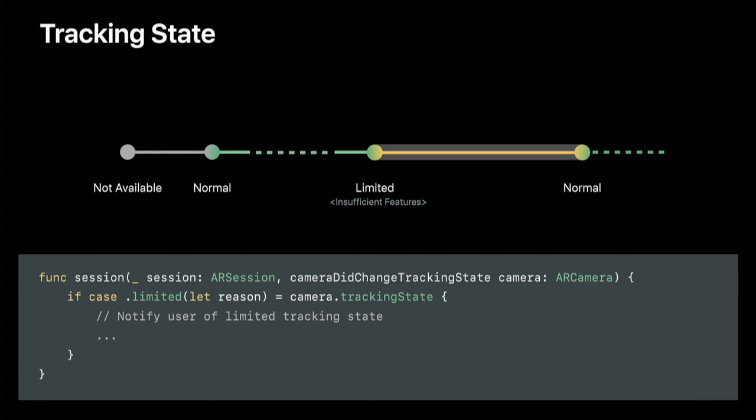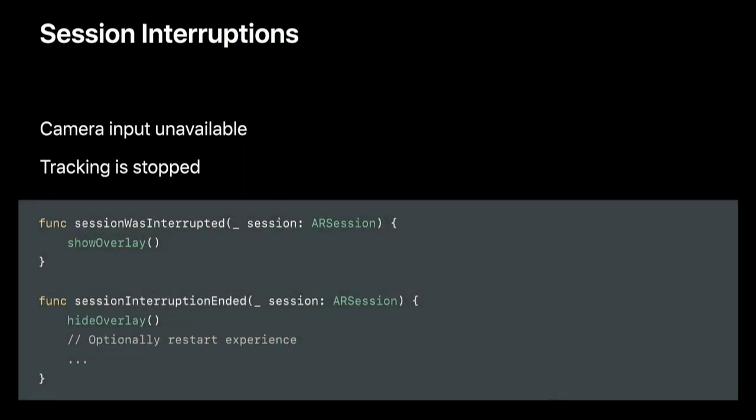The other part is if sensor data becomes unavailable. For this, we handle this by session interruptions. If your camera input is unavailable, due to main reasons being your app gets backgrounded, or maybe you're doing multitasking on an iPad, camera images also won't be provided to your session. In this case, tracking will become unavailable or stopped, and your session will be interrupted. To deal with this, we also provide delegate methods to make it really easy.